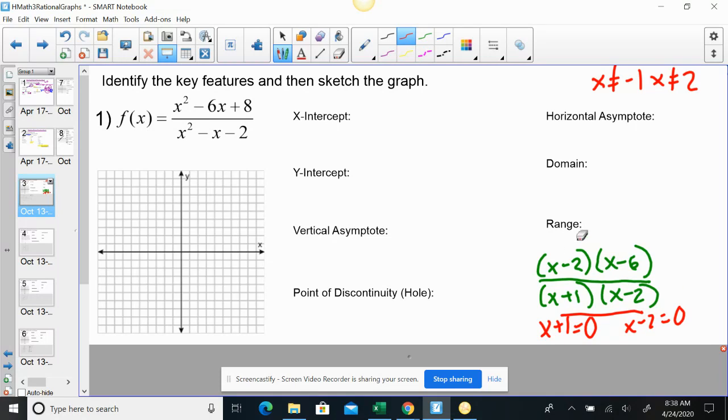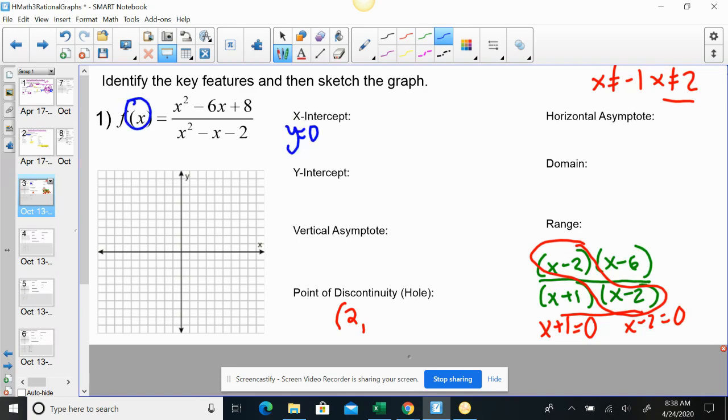Since this is that common factor, that means that at x equals 2, I'm actually going to have a hole. So I'm not going to have a y-intercept there. I'm not going to have anything there. I'm just going to have a hole, and we'll come back to that. All right, so x-intercept. We talked about x-intercept meaning that y is 0.